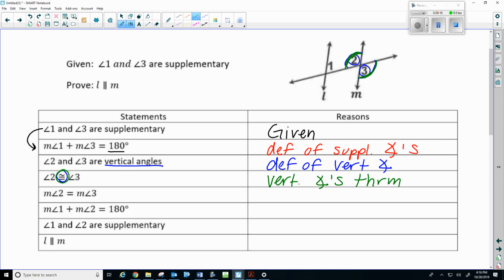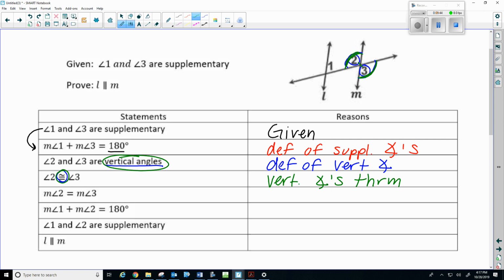So for the definition of vertical angles, I actually have the words written, vertical angles. But if I tell you that the two angles are congruent and you look in the picture and see that they're across the vertex from each other, that's what your vertical angles theorem is saying. If two angles are vertical, then they are congruent. It's the difference between those two.